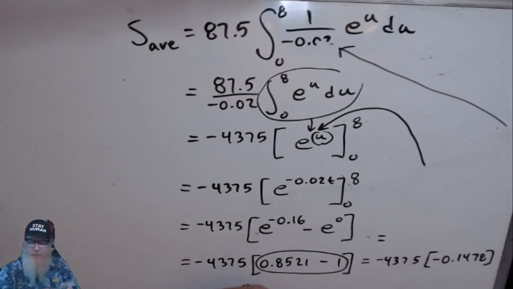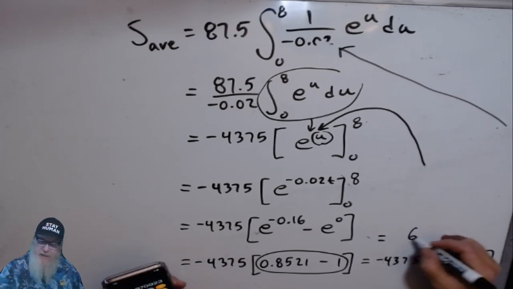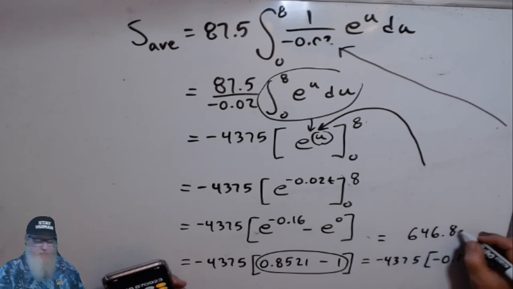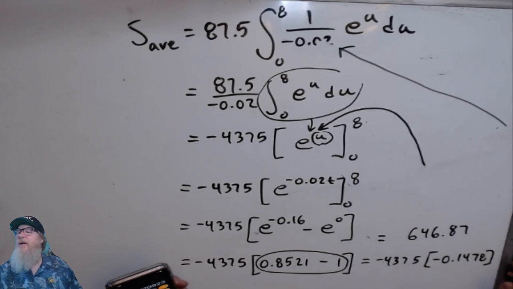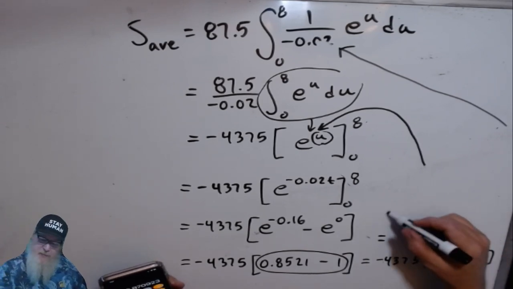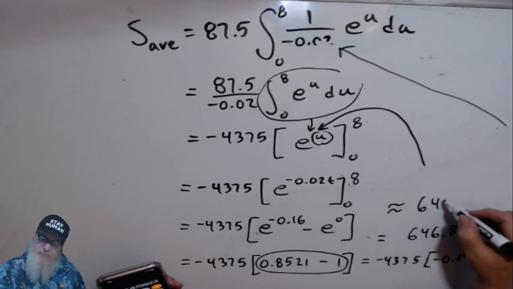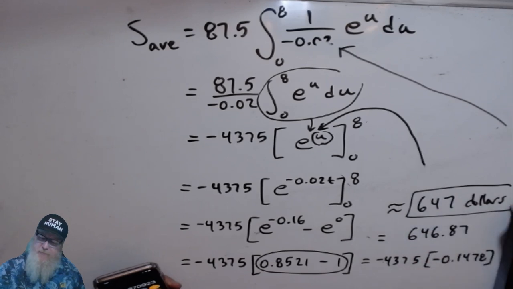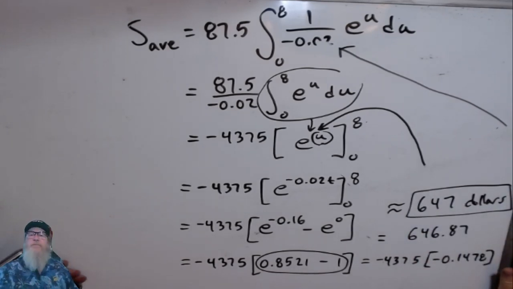Times 4375. You might say, well, you can have negative cost. Well, sort of. And we're going to round to the nearest dollar again. So that's approximately $647. There we go.